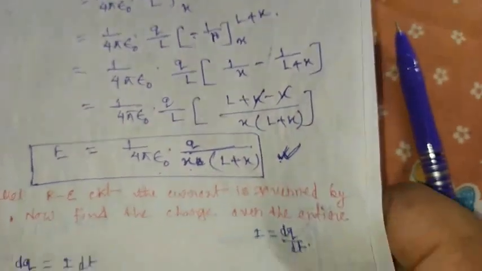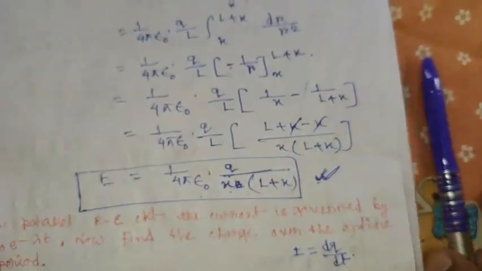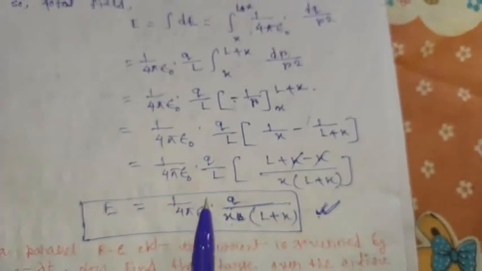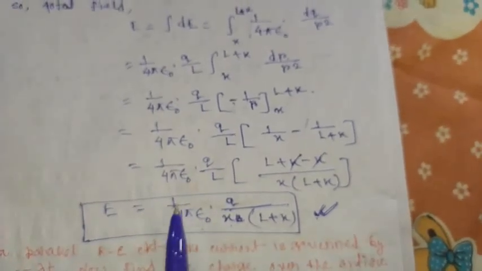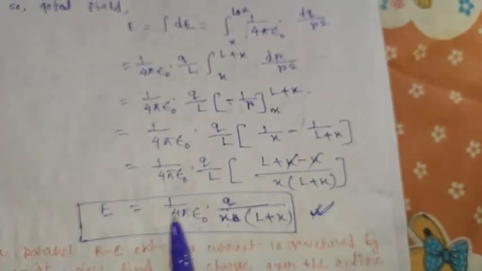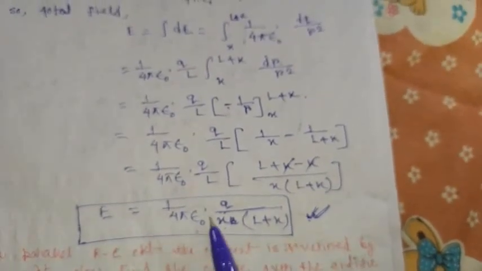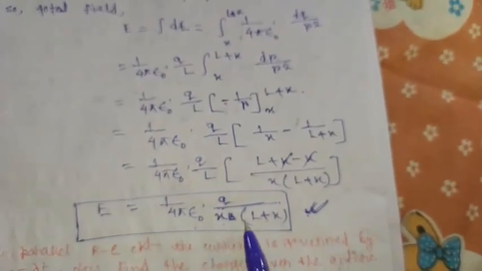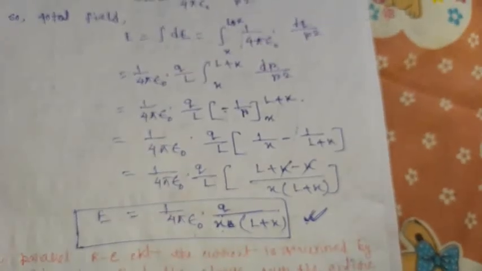If you are asked to find the electric field in the CGS system, then you just replace 1 by 4 pi epsilon naught by 1, and you get the result q by x into L plus x. This is the result in the CGS system.